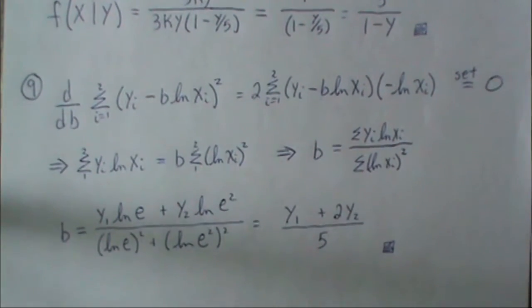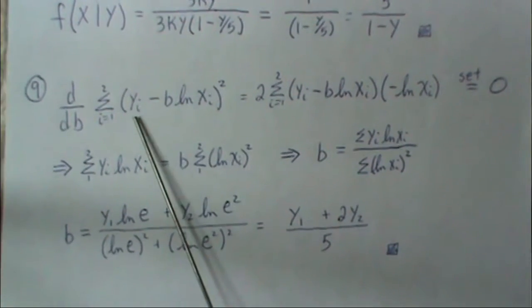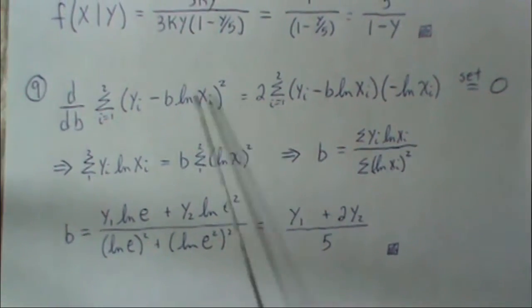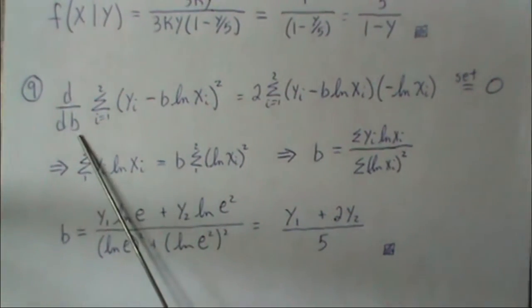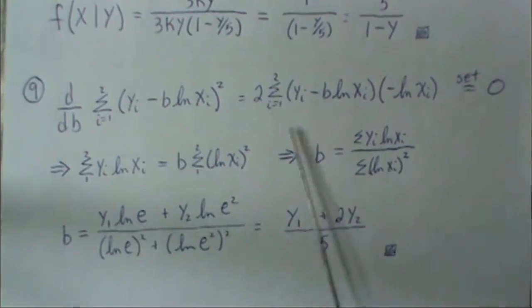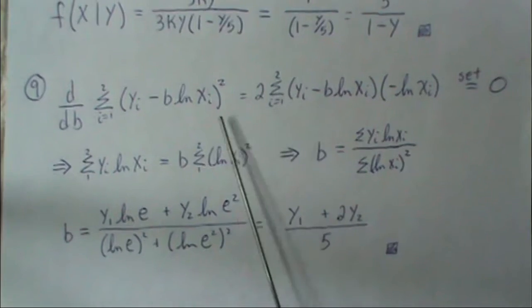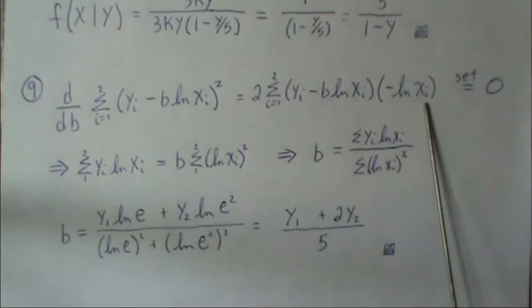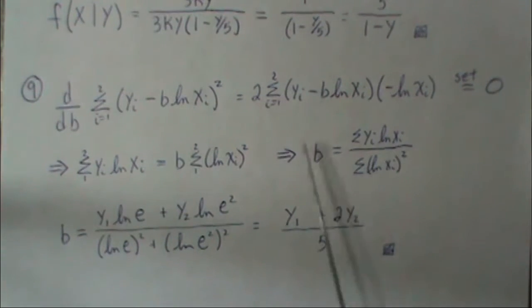So number 9 is asking us to find the least squares estimate of beta. You do that by taking the sum of our data minus our expected line, squared, and then we minimize this by taking the derivative with respect to b. That ends up being this. The 2 comes out front, and then you subtract the y, and then you take the derivative of the inside with respect to b, which is minus log of x. That's the chain rule. We set it equal to 0, and now we solve for b.